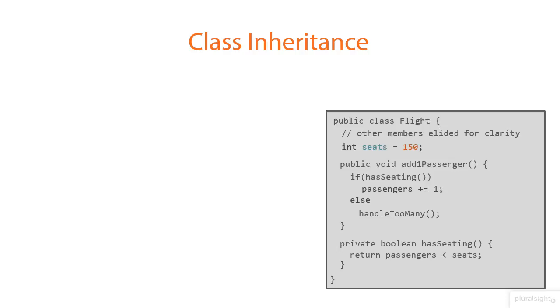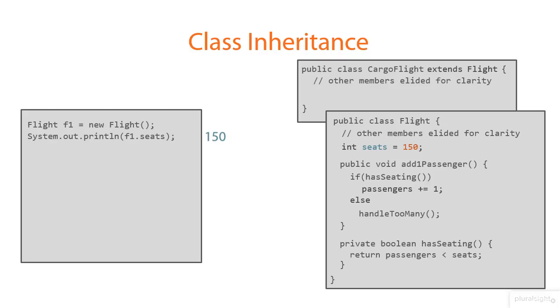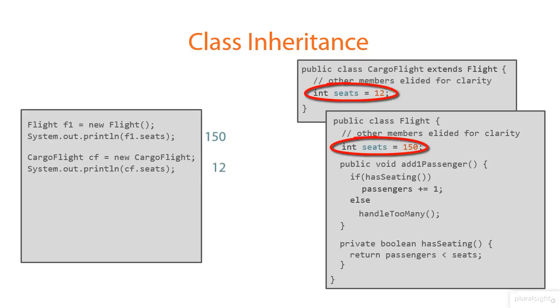So our flight class has a field called seats with a value of 150. If we create an instance of our flight class and assign it to a flight reference called F1, and print out the value of f1.seats, we will of course get 150. Now if our cargo flight class, which extends the flight class, adds its own field called seats with a value of 12, which would make sense, since a cargo flight may have fewer seats, and we create an instance of cargo flight and assign it to a reference of type cargo flight called CF, printing cf.seats gives us 12. The cargo flight seats field is hiding the flight seats field.